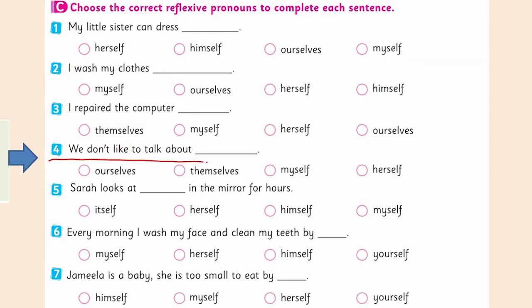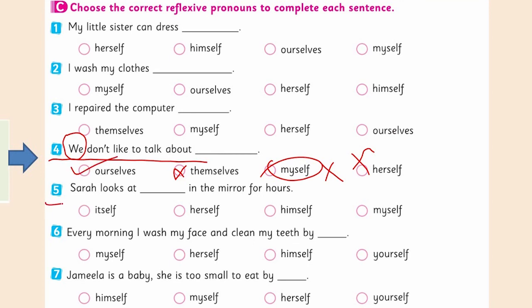Now look at the fourth one here. We don't like to talk about we here again. So what will we do? Themselves, no, it will refer to other persons. They are talking about themselves. Myself, no, there is no I here. Herself, no, there is no feminine noun here. So what will we do? Yes, ourselves is the right answer.